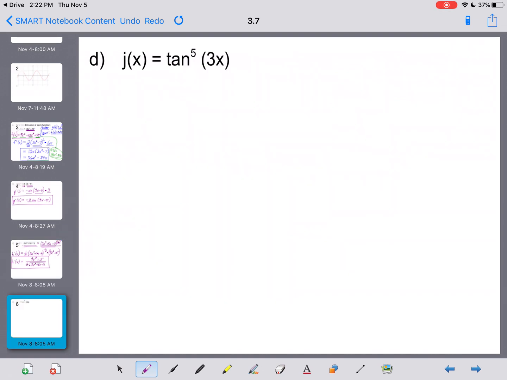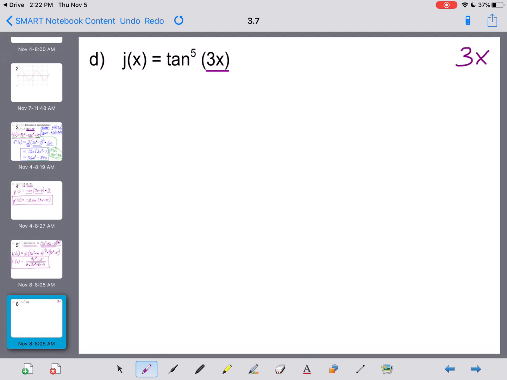And then there's this mess right over here. This will be the last one that we do here today, guys. j of x is equal to tangent to the 5th of 3x. So if I were to ask you guys what's happening right here to your variable x, well, the first thing going on right here is that x is being multiplied by 3. So that 3x right there is really your innermost function.